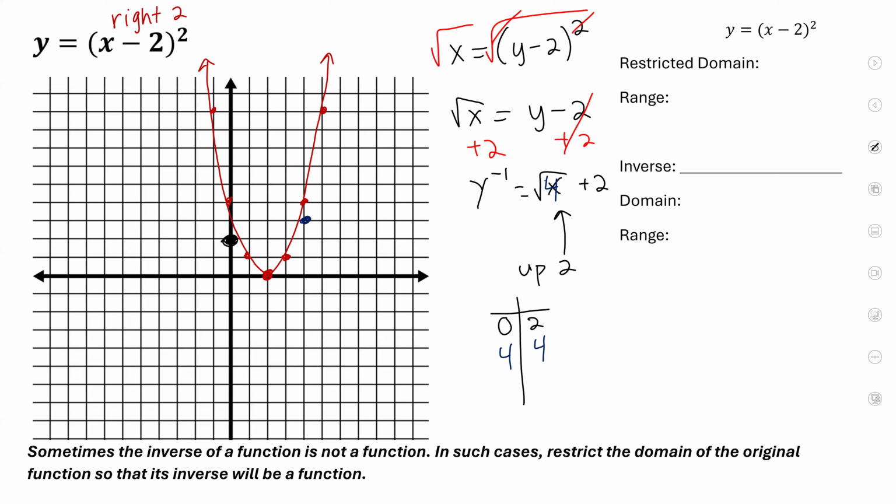And let's plug in a 9. What's the square root of 9? Plus 2 is 5. So 9, 5 is right here. And it looks like that.